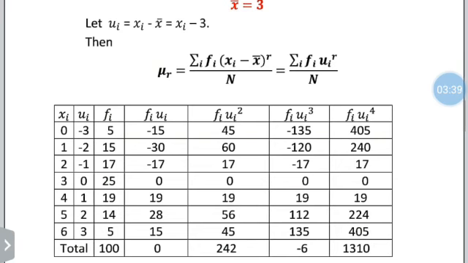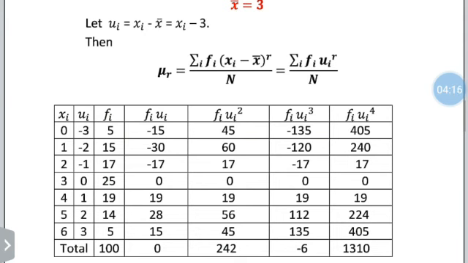In the next column, we have to find fi into ui. For that, we multiply the entries of the second and third columns. The value of fi in the first row is 5 and the value of ui is minus 3. So, 5 into minus 3 gives minus 15. In the second row, the value of fi is 15 and the value of ui is minus 2. So, 15 into minus 2, that is minus 30. Similarly, the other entries in the column fi into ui.